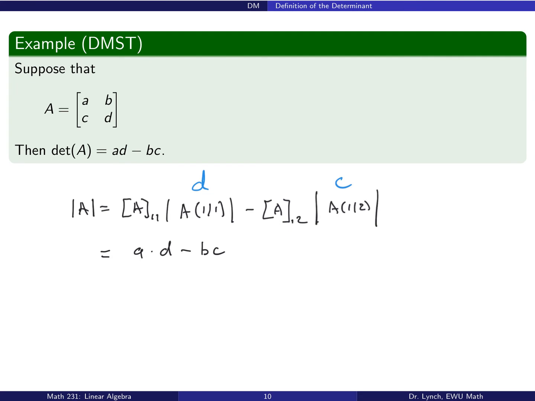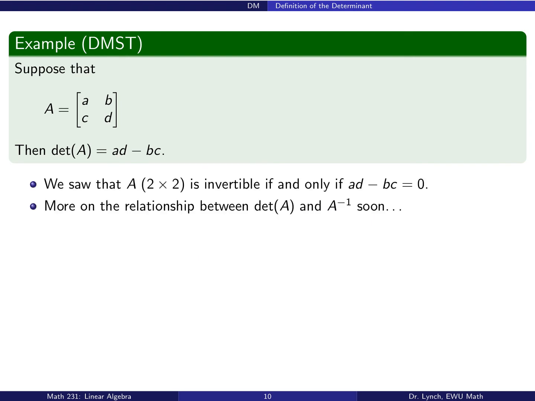So we see pretty quickly that the determinant of the submatrix A11 is d, the determinant of the submatrix A12 is c, and the determinant of A is ad minus bc. We've seen this number before. I think you'll remember that a 2 by 2 matrix is invertible if and only if ad minus bc is not 0. So we'll see more on the relationship between the determinant of A and the inverse of A soon.